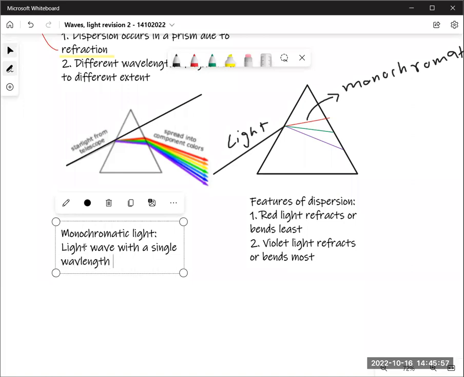Which also means a single color. So the key word is wavelength, not color. Color is because of the wavelength. Okay. Write all of this down. Tell me when you're done.